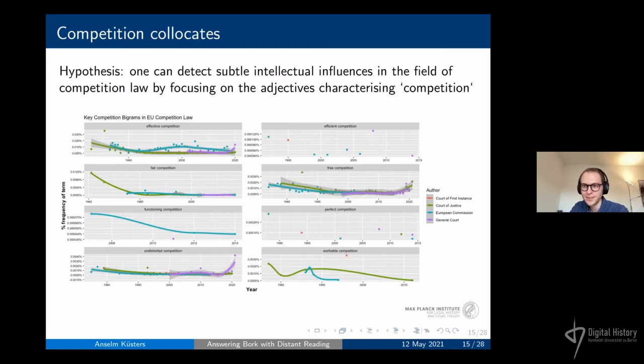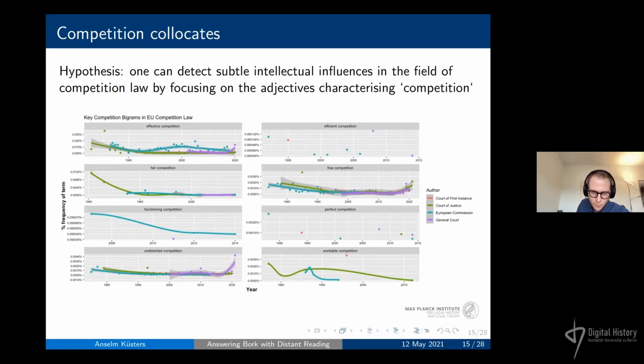And for an economist, this is quite an obvious hypothesis, because a lot of the concepts we have in economics that deal with competition are actually related to these bigrams. So, for instance, the term perfect competition is a very specific bigram in economics. It deals with a specific theory. And when an economist in the commission uses it, he or she has a very specific theory in mind. And the same is true for all other concepts I have searched here.